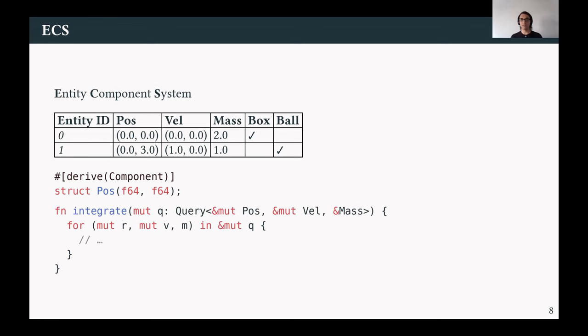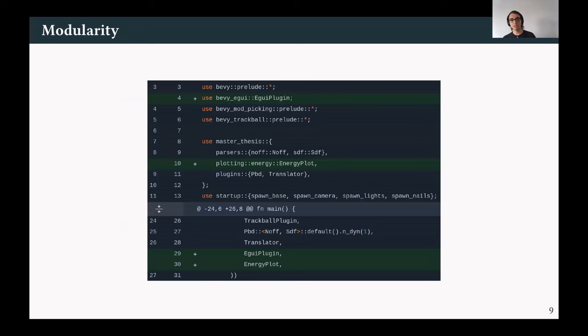And what are systems? A system is basically a Rust function that can optionally query for some components. For example, this integrate function has a query for the position, velocity, and mass. And then in the body of this function, you can iterate over every entity and modify these components, for example, to integrate the linear velocity and the position. So it's really flexible and easy to extend.